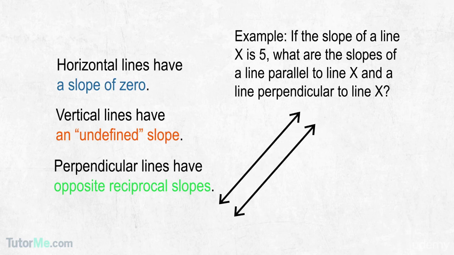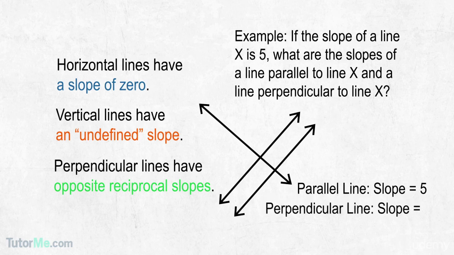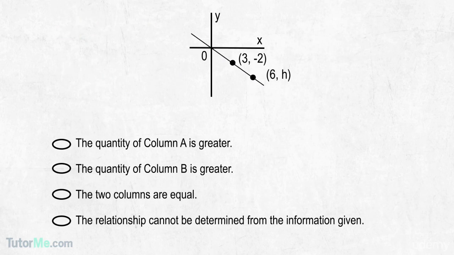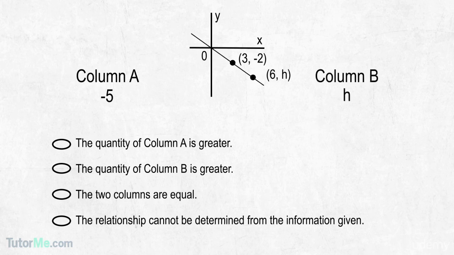The parallel line will have the exact same slope, 5, and the perpendicular line will have the opposite reciprocal slope by changing the sign from a positive to a negative and flipping the fraction 5 over 1 to 1/5. So the slope of the perpendicular line is -1/5. Let's take a look at a slope question on the GRE. With the given figure, which value is larger? Column A, -5, or column B, h?